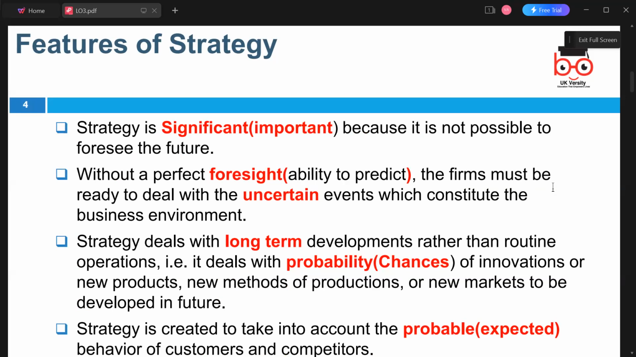So strategy is significant and important, because it is not possible to foresee the future. Obviously it is possible to forecast, so it's possible to predict what the long term is going to be, but as we all know, probability is always an equation. So it's always going to give you chances. It's not going to give you the exact figures, but it's going to be predicted figures and where you're going to reach.